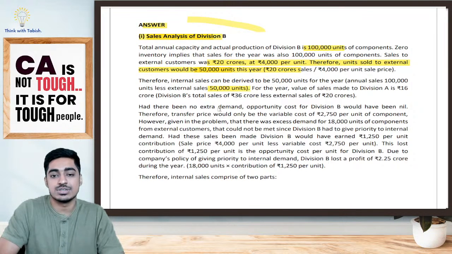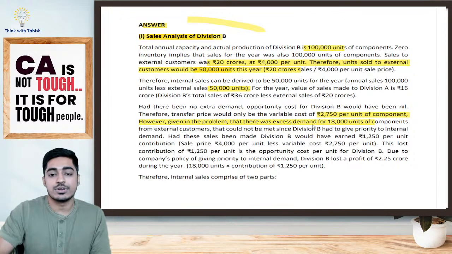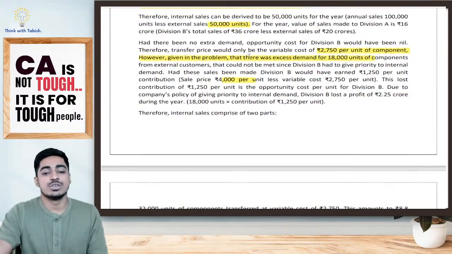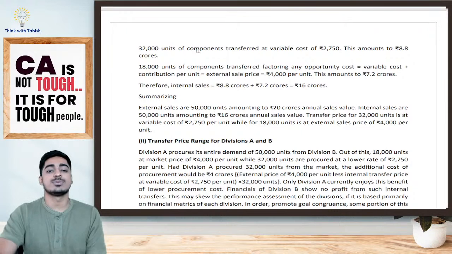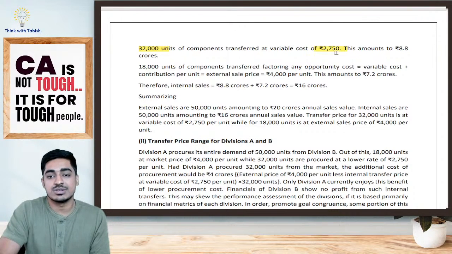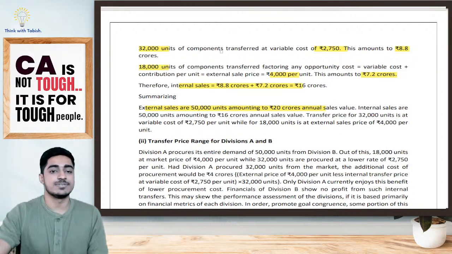So balance 50,000 units. Out of this, 2,750 is for 32,000 units. For 18,000 units, it will be at 4,000 rupees. Contribution has to be earned. Based on that, ultimately they've written the final summary also in the form of a paragraph. They're again telling 32,000 units at 2,750, 8.8 crore, 18,000 units at 4,000, 7.2 crore. This is the internal sale. External sale is 40 crore. This is how we got it. This is the first part.